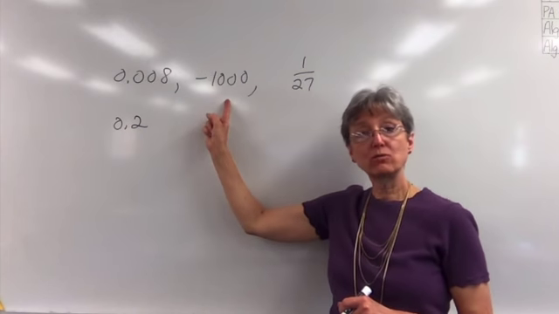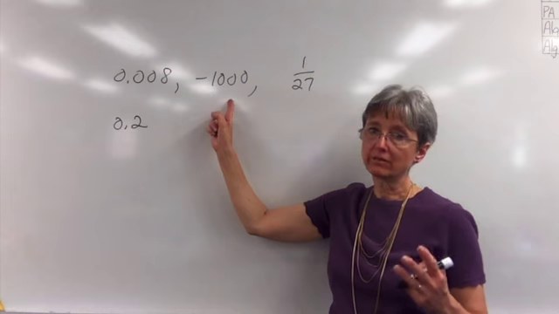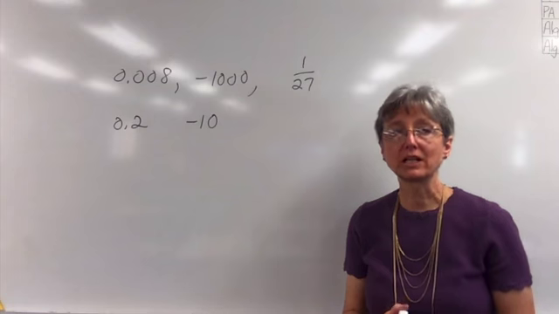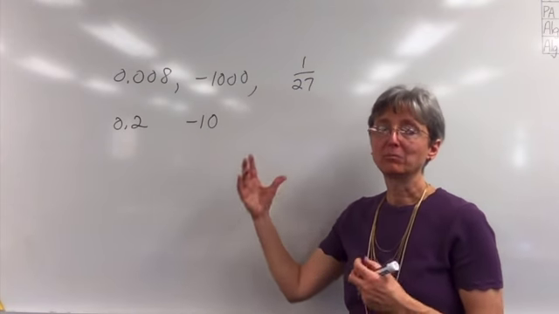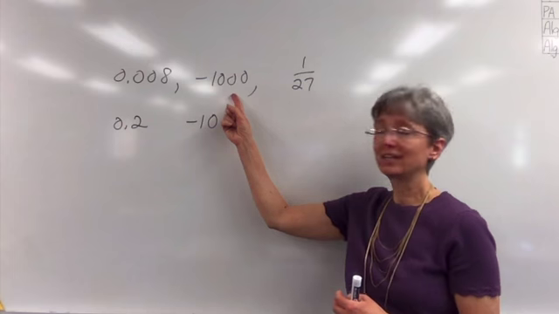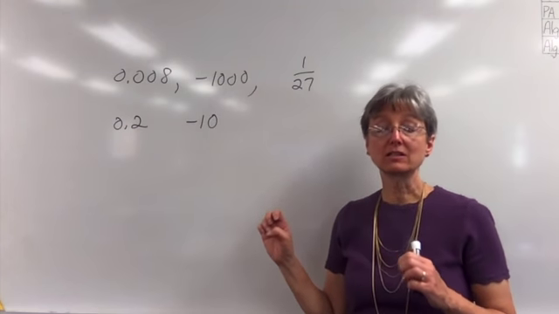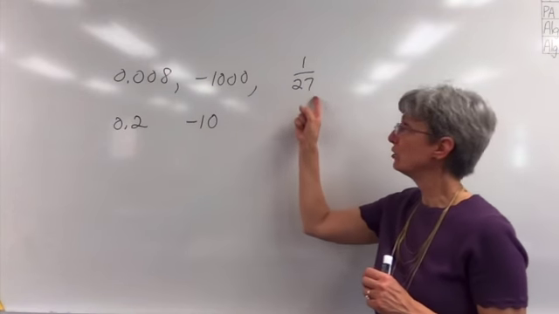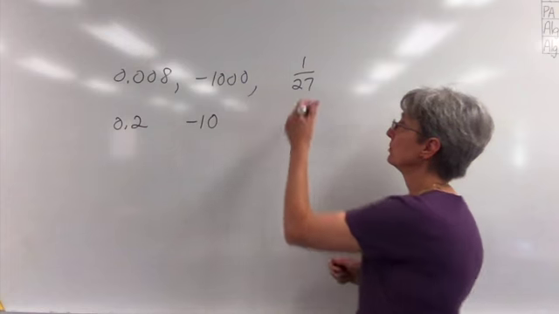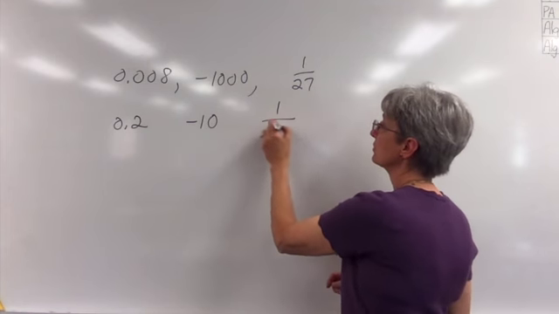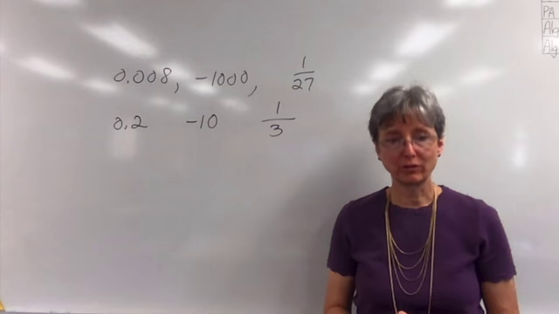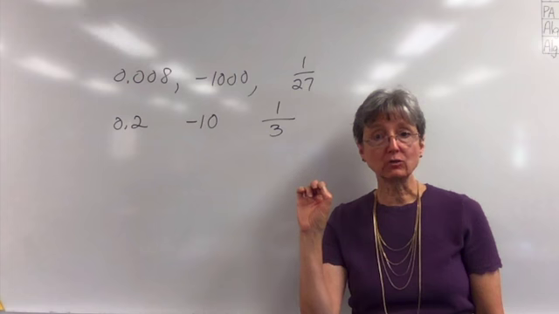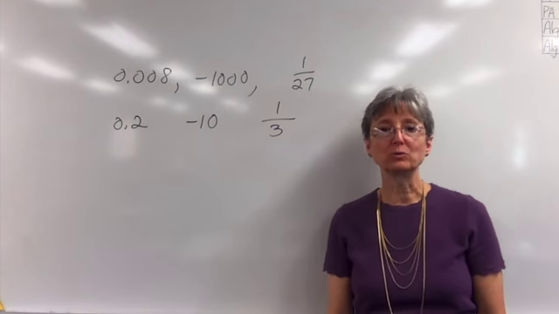The cube root of negative 1,000, what number times itself 3 times? This one is negative 10. Negative 10 times negative 10 is positive 100, and positive 100 times negative 10 is negative 1,000. See, because these are cube roots, or odd index, we can deal with negatives, no problem. And then the cube root of 1 over 27, cube root of 1 is 1, and the cube root of 27 is 3, so that's 1/3. When you have an odd index like 3, you're only going to have one real root.